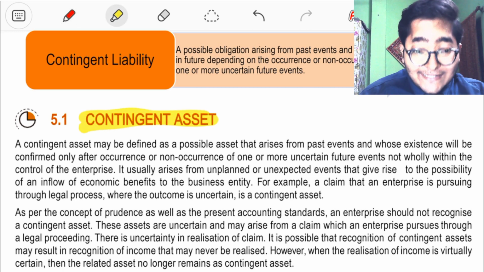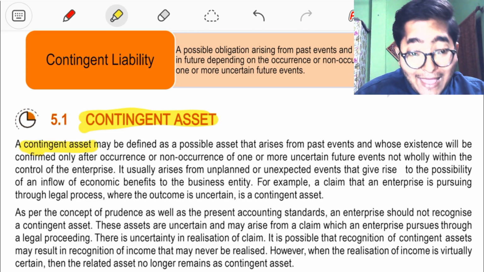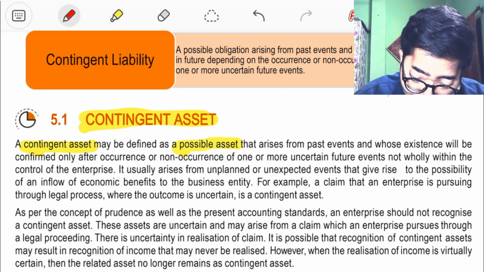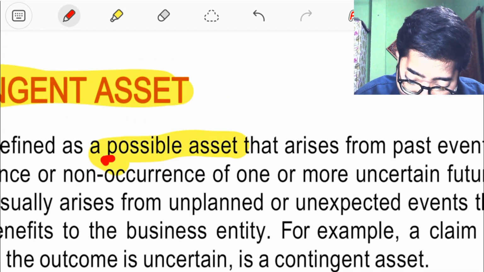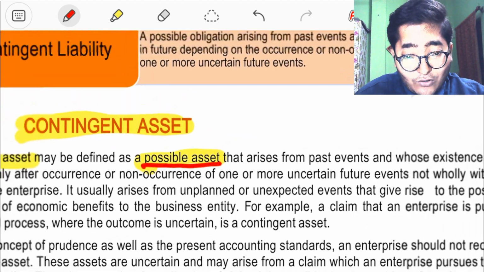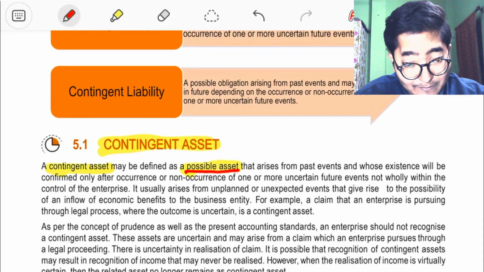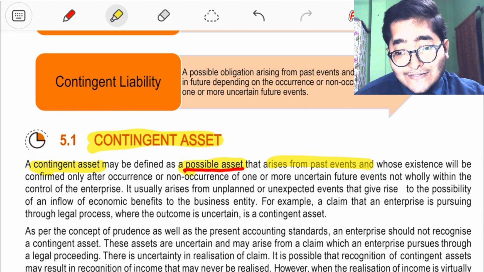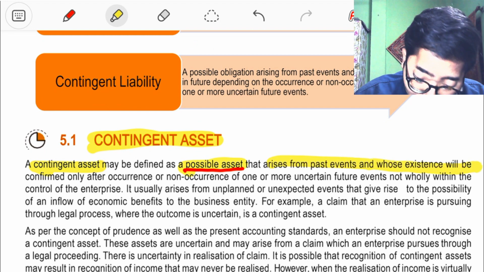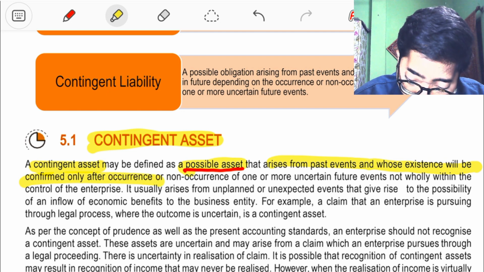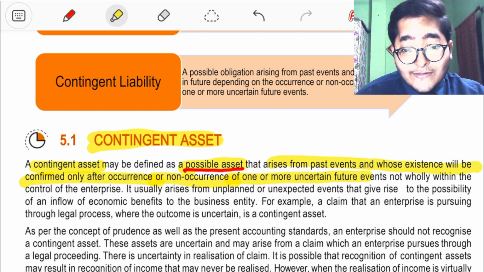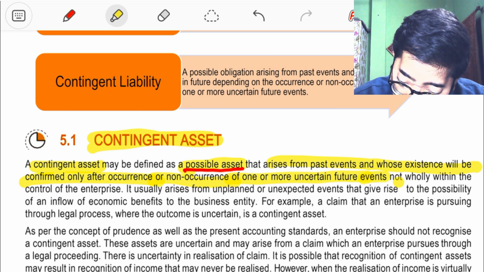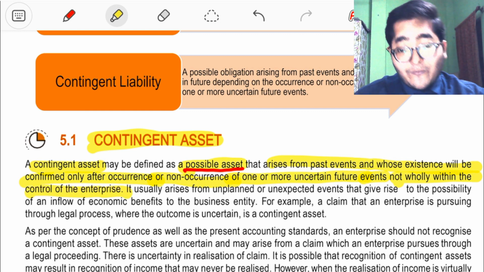So what is a contingent asset? A contingent asset may be defined as a possible asset. It is not an asset but a possible asset. A contingent asset may be defined as a possible asset that arises from past events whose existence will be confirmed only after the occurrence or non-occurrence of one or more uncertain future events. The future events should be uncertain, not wholly within the control of the enterprise.